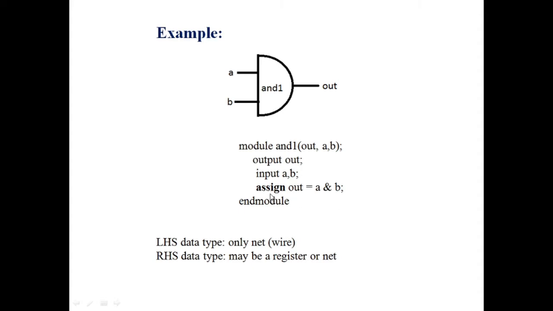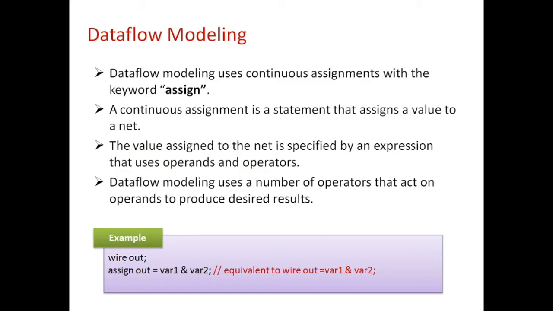So here, the LHS is the output variable called out, and its data type should be of type wire. And on the RHS, these input variables a and b may be of type register or of type net data types. Okay, so let us move back here.